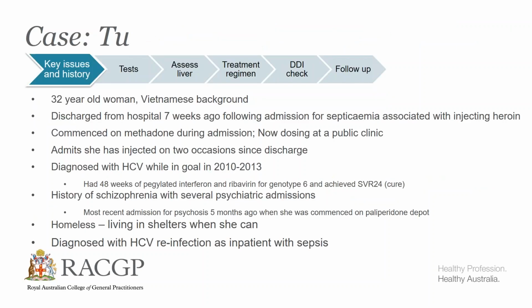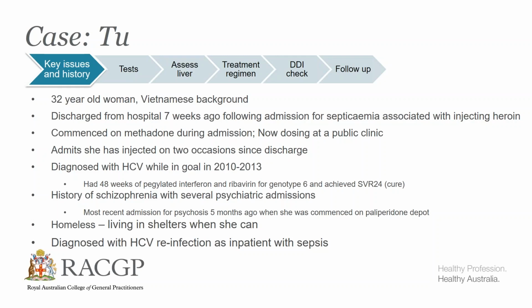Okay. So, look, I hope that was clear. He was a cirrhotic man, so you're sharing care there with the specialist. Now we'll go on to our third case. Now, this lady is 32 years old, of Vietnamese background, and she was discharged from hospital 7 weeks ago, where she was admitted for septicemia associated with injecting heroin. She was commenced on methadone during the admission and is now dosing at a public clinic, and admits that she has injected on 2 occasions since discharge.